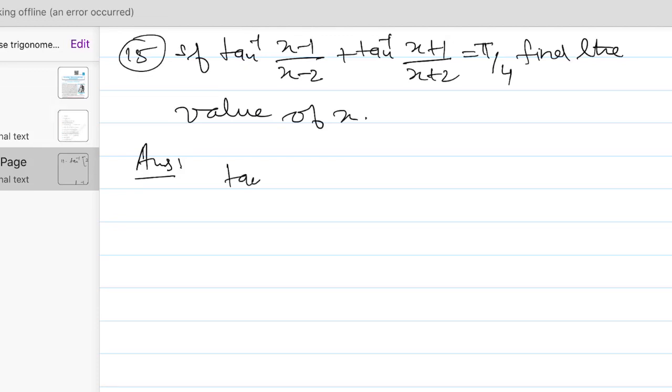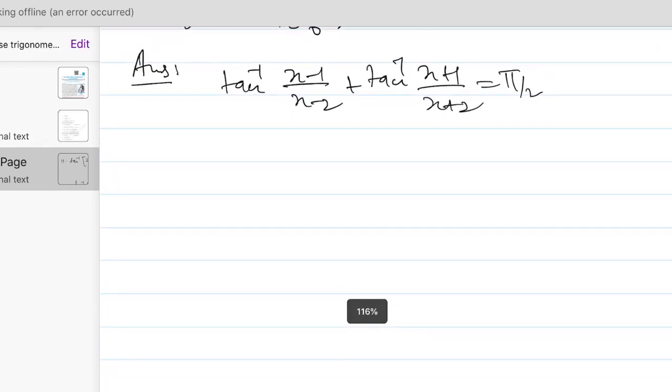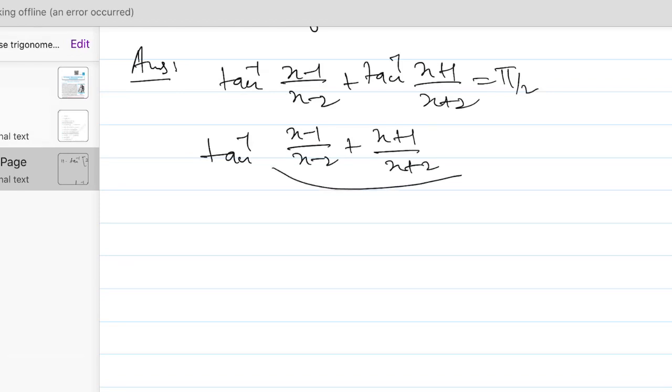Now left hand side is tan inverse x minus 1 upon x minus 2 plus tan inverse x plus 1 over x plus 2 is equal to pi by 4. Applying property number 4, that is tan inverse x plus tan inverse y formula. Tan inverse x minus 1 upon x minus 2 plus x plus 1 upon x plus 2 divided by 1 minus x minus 1 over x minus 2 into x plus 1 over x plus 2 is equal to pi by 4.